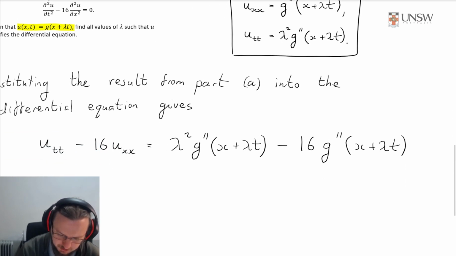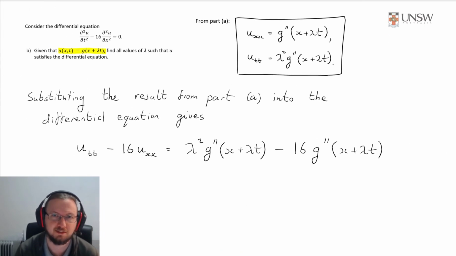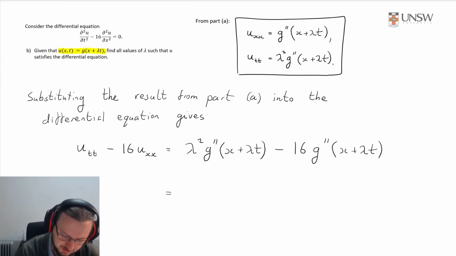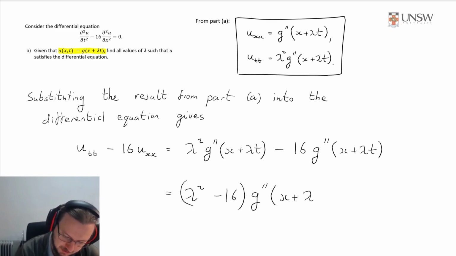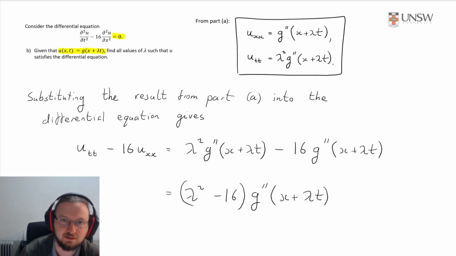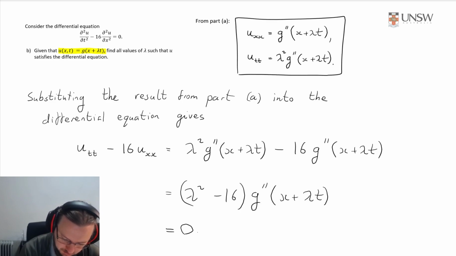Now that's very nice because you can see there is a common factor here. You can see there is a lambda squared minus 16 all multiplied by the second derivative of g evaluated at x plus lambda t. Now if you look back at the original equation, it says we want that to be 0, meaning all of this has to equal 0.